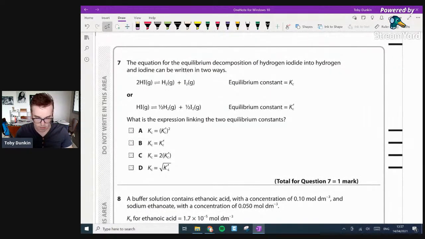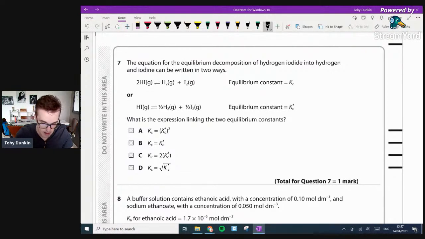Next, the equation for the equilibrium decomposition of hydrogen iodide into hydrogen and iodine can be written in two ways. Okay, they've written the standard equation and they've written the equation divided by 2, and then the equilibrium constant Kc. So we learn about this whole trick. Can I just point out, this is purely maths games, and I teach these important games because they're common in chemistry papers.